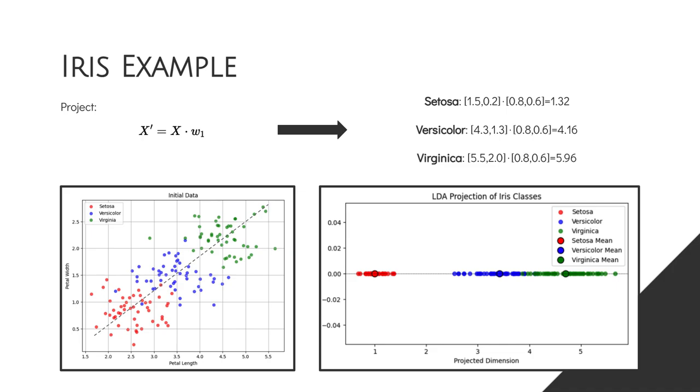Even though we just focused on a 2D to 1D transformation for the sake of visualization, the process is the same for higher dimensions. We create a higher dimensional axis that maximizes distance between means while minimizing the within class variance.